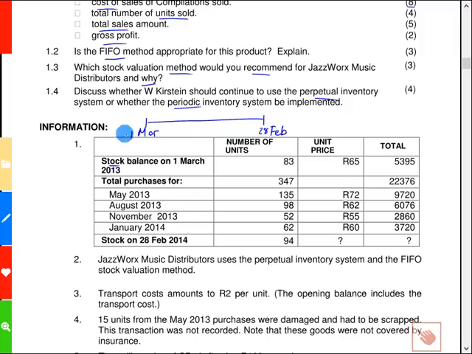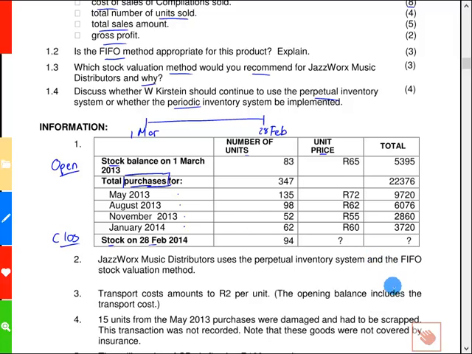Right, so this is the opening stock. Just write the opening stock. Right, then we've got total purchases, and here's a breakdown of our purchases during the various months. We've got our units, the price, and the total cost. Okay, and then lastly we've got our stock balance on 28 February 2014. So that's our closing stock.